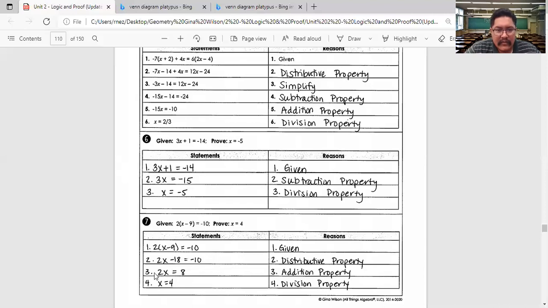So again, addition property. From here, 2x equals 8. We're trying to find out what line 4 would be. So 2x equals 8. So that would be the addition property. We're adding something to both, we're dividing something by both sides.